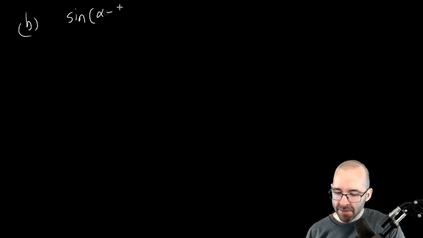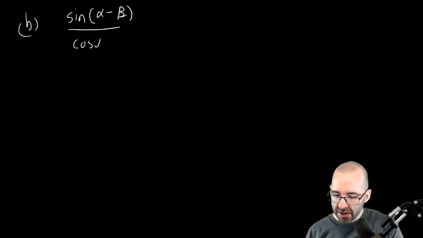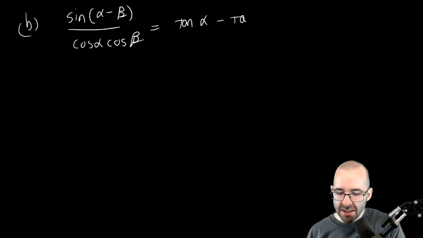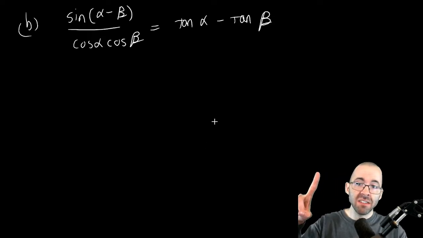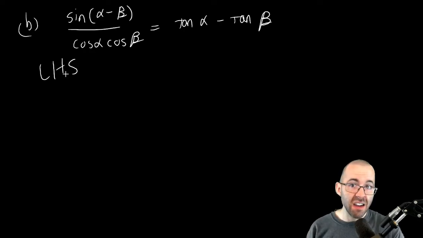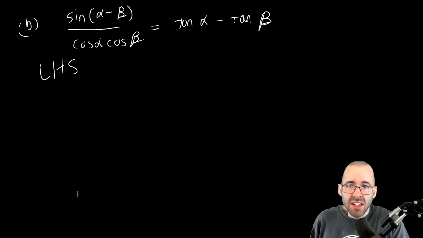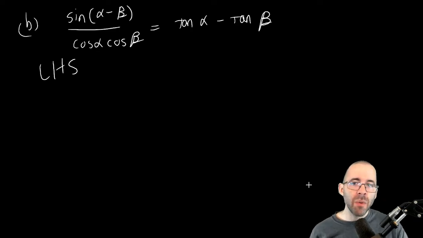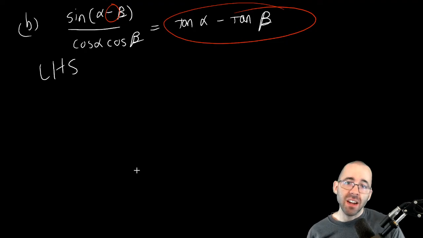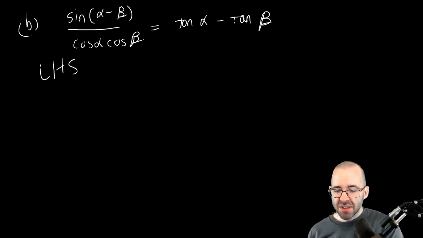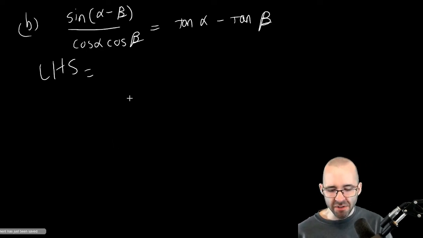Sine of alpha minus beta divided by cosine alpha cosine beta. That's supposed to equal tangent of alpha minus tangent of beta. Again, same logic. Start with the messier side, probably the left. You don't have to start with the left. It's just usually easier if you start with the messier side. And then look at what we have and where we're trying to go. Specifically, we have an angle difference here, but we don't have any angle differences there. We're going to need to use that formula. So let's do that as our first step, and then see what might connect after that.